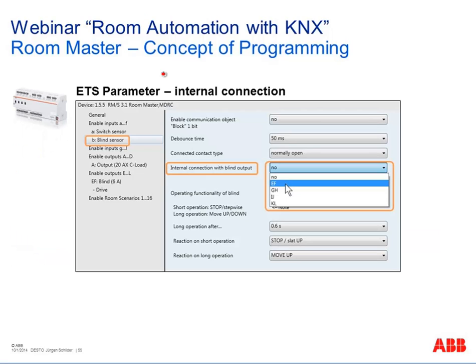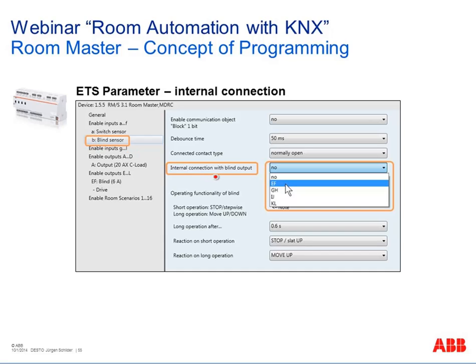When we have a look inside our ETS parameter window, the first step is to enable an input, for example my input number A, B, and so on. I have enabled my input B as a blind sensor. I enable an output, for example the outputs E and F, to control my shutter and blinds for driving up and down and stop. And then I go back again to the parameters of my input.